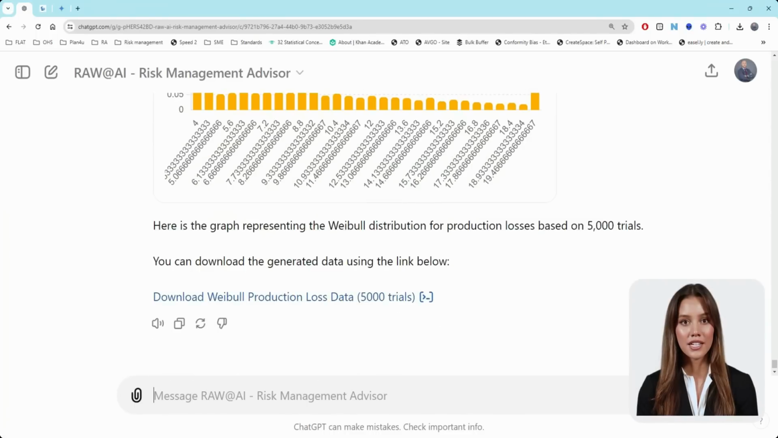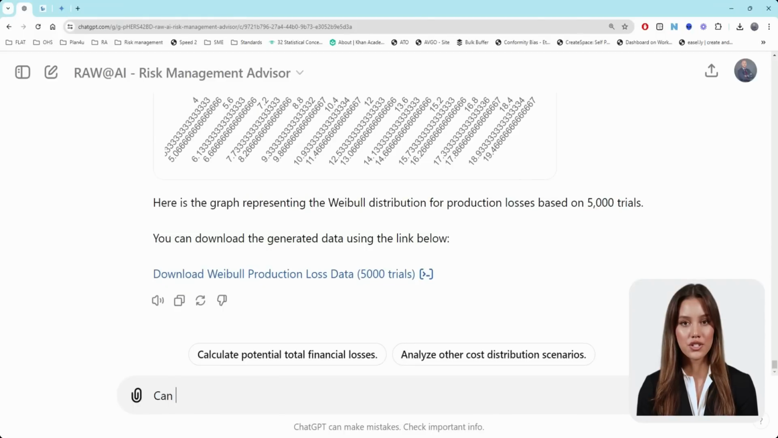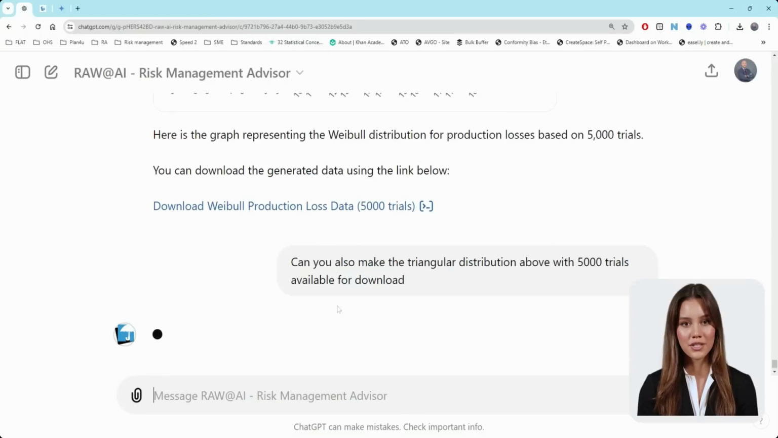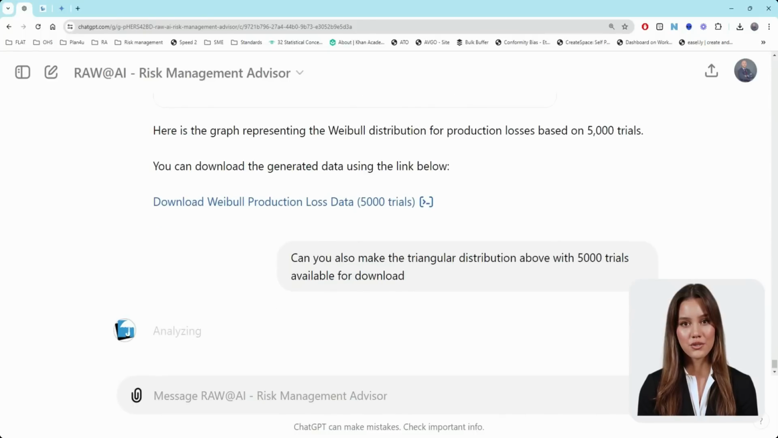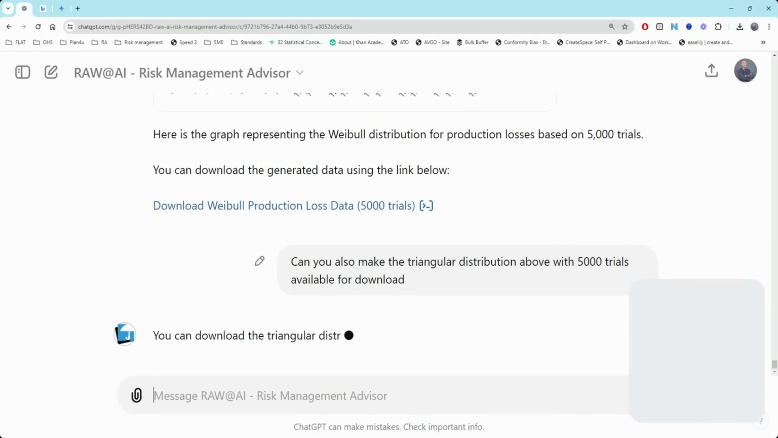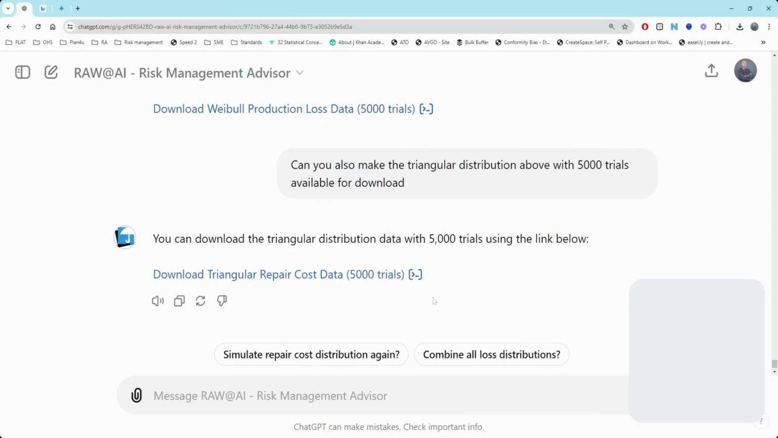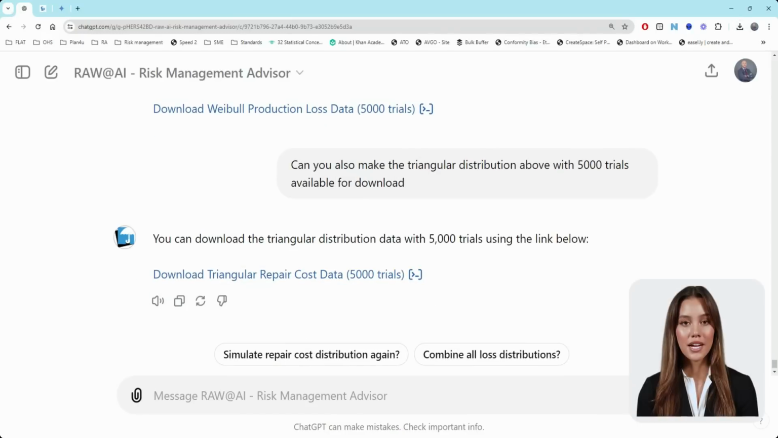Let's ask, can you also make the triangular distribution above with 5,000 trials available for download? I'll save that now. As a general rule, it's better to save the results immediately and not rely on going back to old calculations. Since we haven't done too much yet, it should be fine. Now we have 3 distributions for risk. What else are we missing? What else do we need?